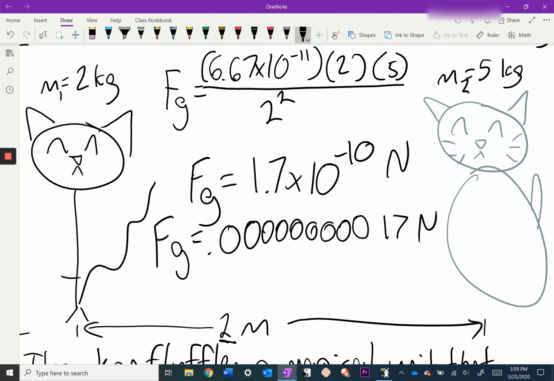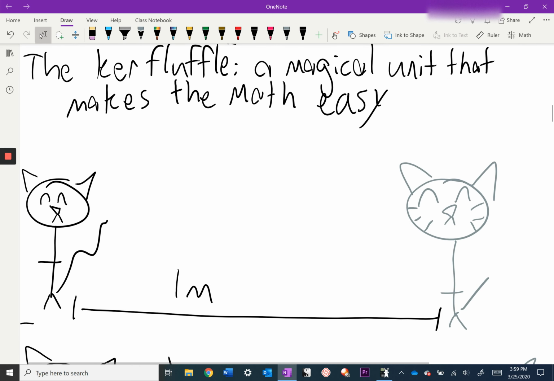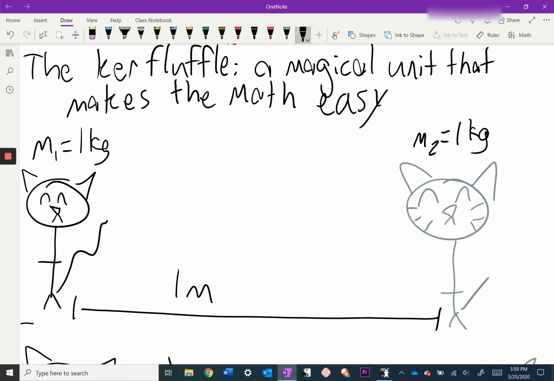So instead, for our proportional reasoning, what we're going to introduce is the kerfluffle. The kerfluffle is a magical unit of force that makes the math easy. Now, we're going to start off with back when Heidi and Cinder were both kittens. Well, at least smaller than they are now. So for our baseline, Cinder has a mass of 1 kilo, and Heidi has a mass of 1 kilo. Now let's plug everything in using kerfluffles instead of newtons.